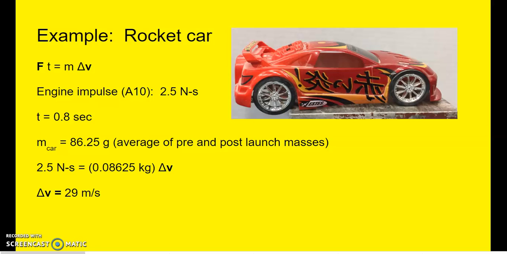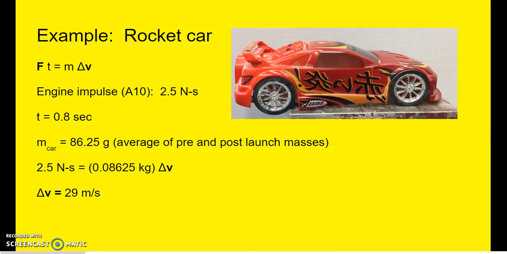The mass of the car is 86.25 grams, which is the average of pre- and post-launch masses, since it loses a little bit of mass of gas. And 2.5 Newton seconds is equal to the mass in kilograms times the change in velocity.